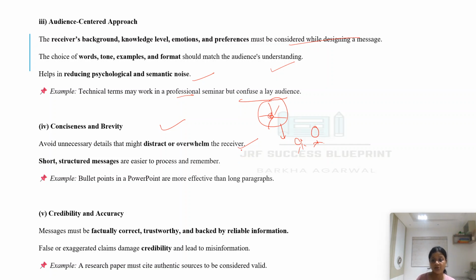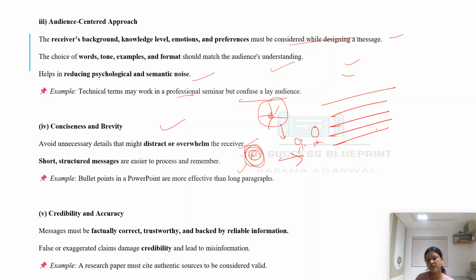It should not be such that you are moving round and round and creating any type of confusion. It should be straightforward and avoid any type of distraction. A short, structured message should arise. Bullet points in a PowerPoint are more effective than long paragraphs. See how I've written. I have used some points, right? Instead of writing in paragraph form that may create confusion for you, I'm also using key points. So my message is very constant. It is concise, it is short, it is structured.